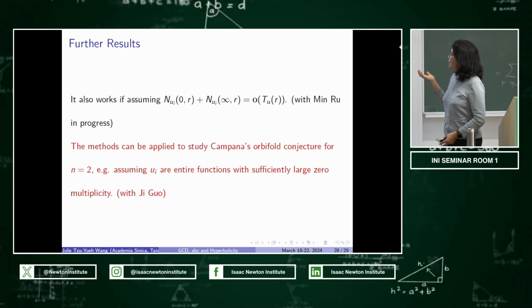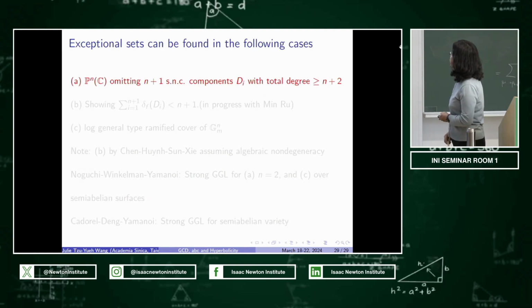But again, for this induction process, it doesn't work anymore in the Campana case, because you can have zeros, and then doing this monomial transformation would mess up the zeros and poles. But for n equal to 2, you can compute more carefully, and it does work. And then you can settle down the exceptional set.